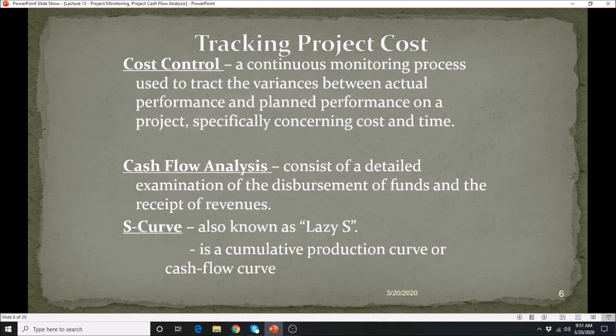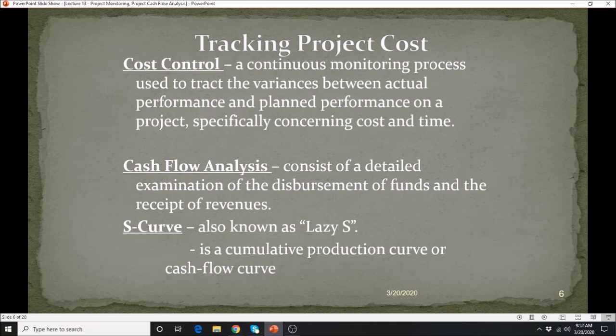All right, so a cash flow analysis consists of a detailed examination of the disbursement of funds. Very important. Remember, in the construction industry, time is money. Money is important. We cannot afford to spend or waste that money. It may drain our company. It may even lose the profit that will keep our company going.